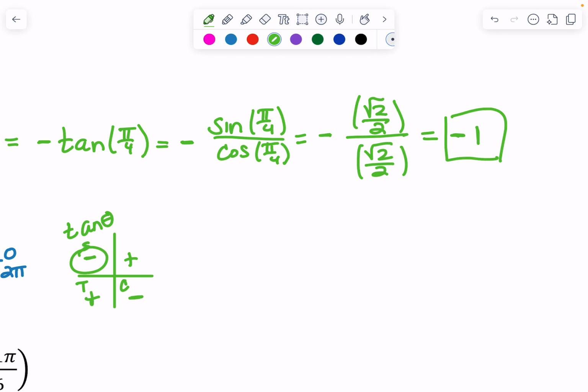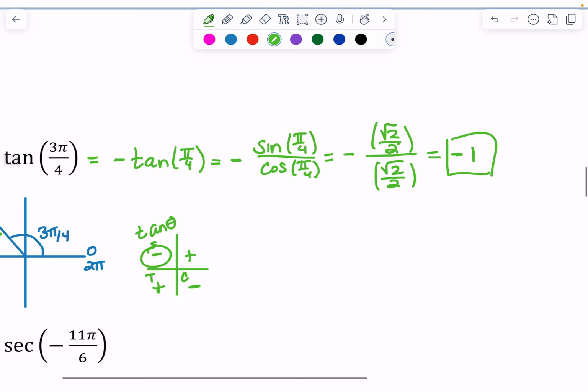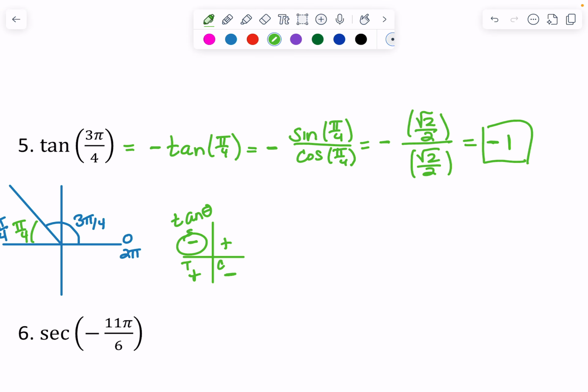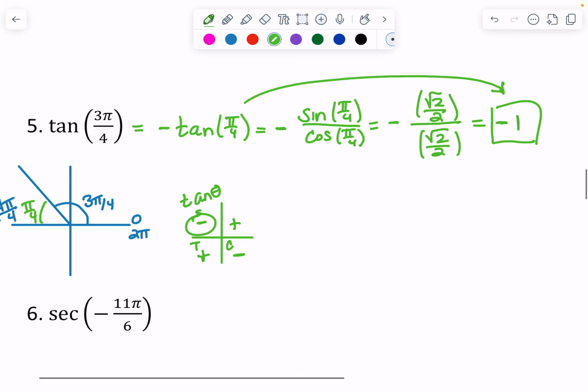All right. Keep an eye on that. Those ones aren't bad. If you remember the pi over 4, you can skip straight from here to here, if you remember that sine and cosine are the same at that angle.